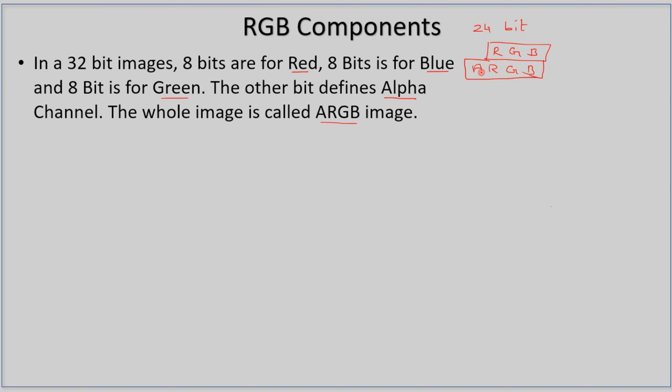This alpha channel is useful for, say for example, image transparency. You can set the image opaque or transparent.